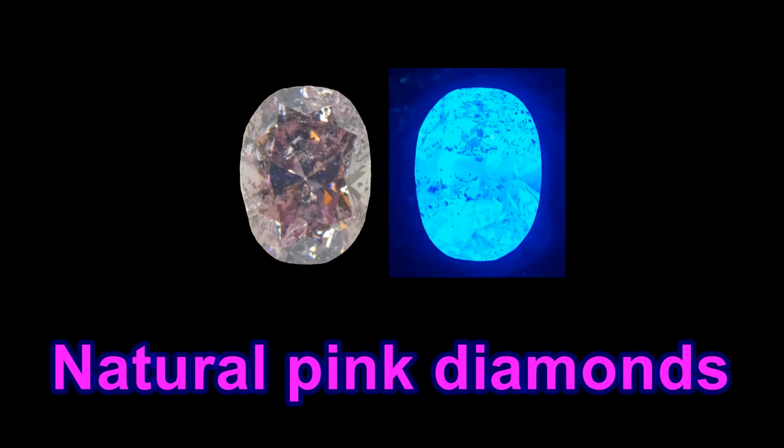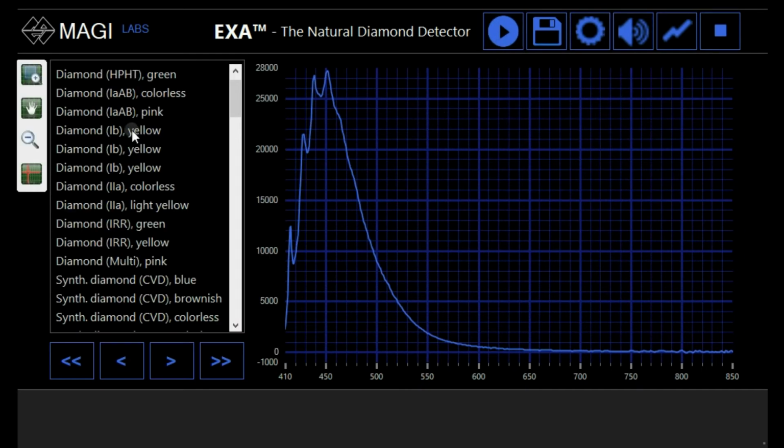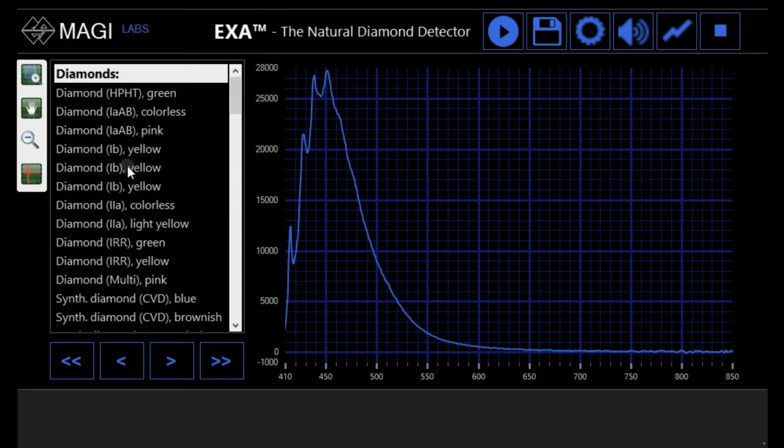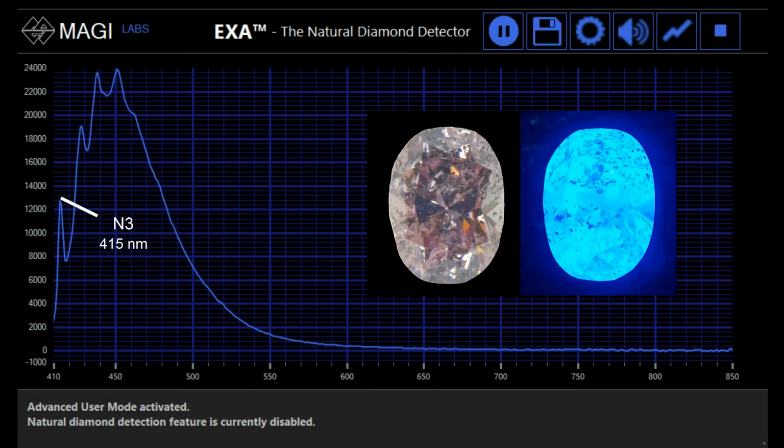Natural pink diamonds. The vast majority of the fancy pinks on the market nowadays are type 1AAB. This means that their spectra will not differ from the most common ones featured by the highest percentage of colorless diamonds. The N3 peak at 415 nanometers is present, along with its side bands, and their fluorescence is of course blue.